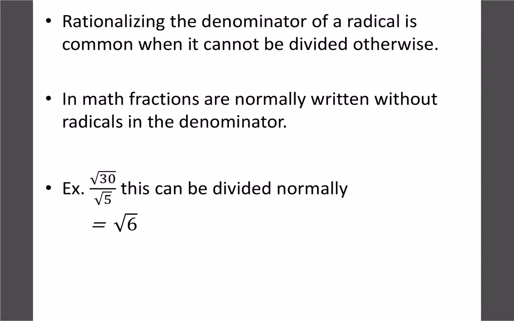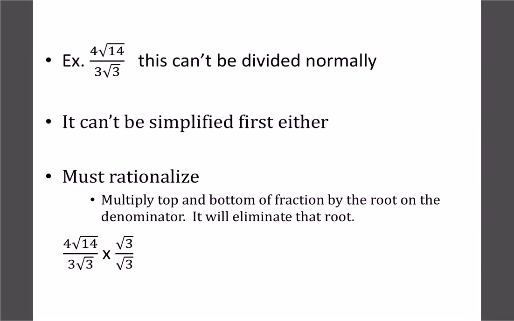So if we look at this first example, we got root 30 over 5. We can divide this out regularly. So 30 divided by 6, so we get root 6. We're done. So it's a lot easier to do that if you can. If we look at this one, we can't divide them. So 4 divided by 3 doesn't work. 14 over 3 doesn't work. And we can't simplify these. So sometimes we simplify, then it'll work. So in this case, we have to rationalize. That's our third and final option.